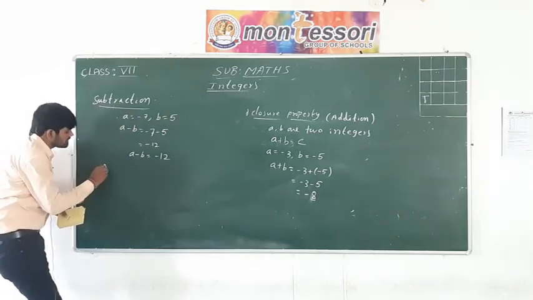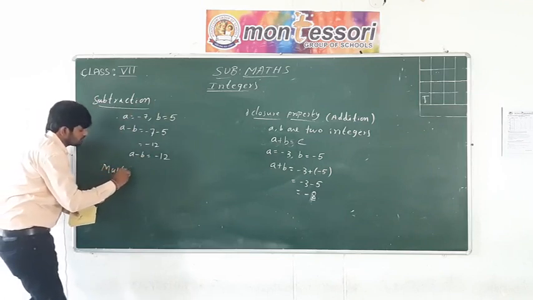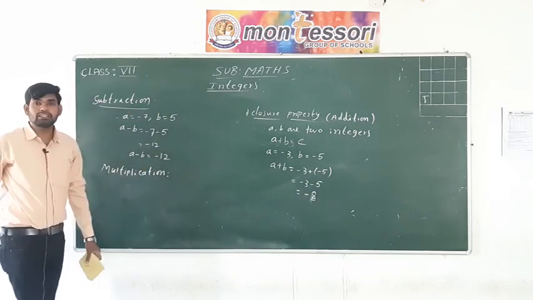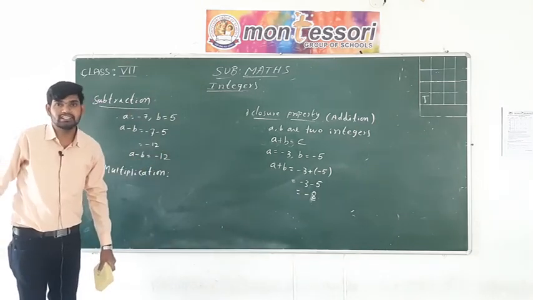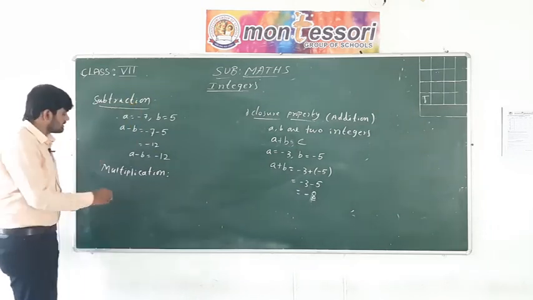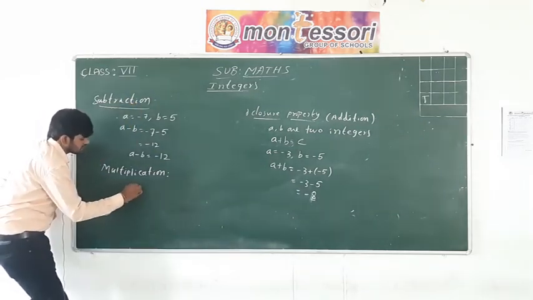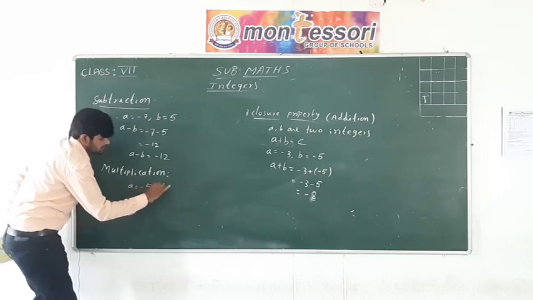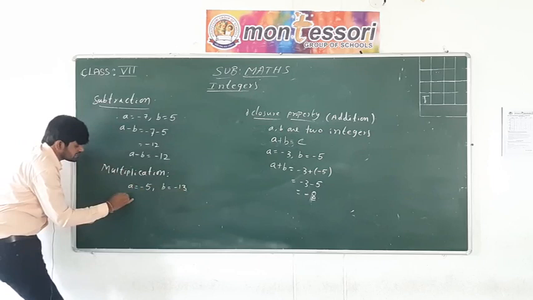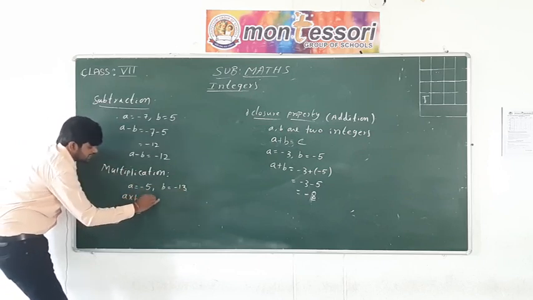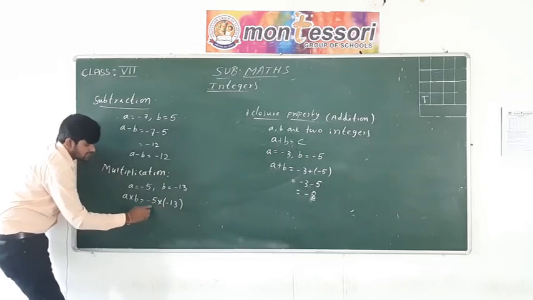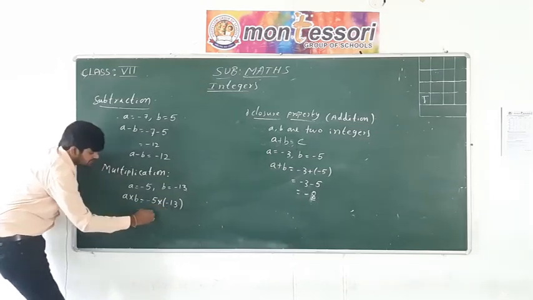Next you have multiplication. Now what about multiplication? Is multiplication closed under integers or not? Let us check it. Take any two more integers, that is a = -5 and b = -13. Now let us multiply both integers, that is a times b, where a is -5 times -13. Minus times minus is plus, 5 times 13, that is 65.